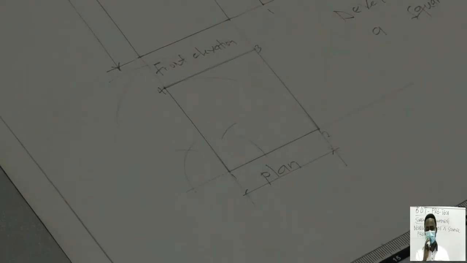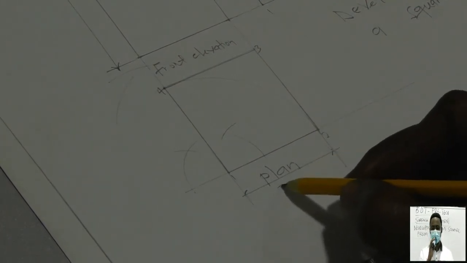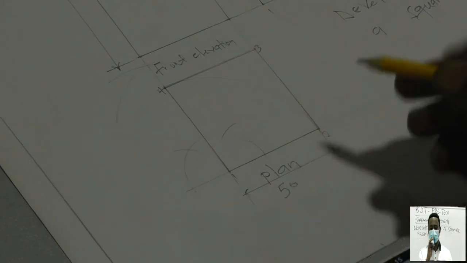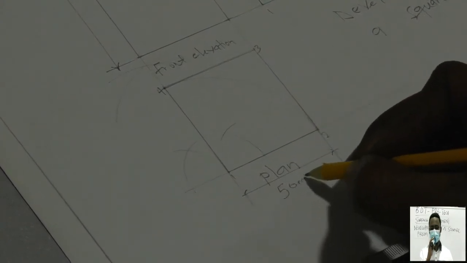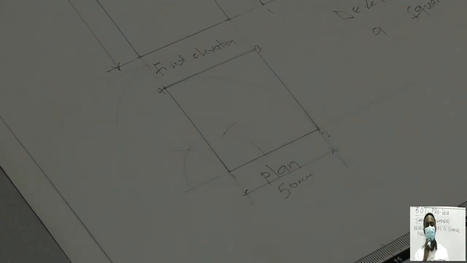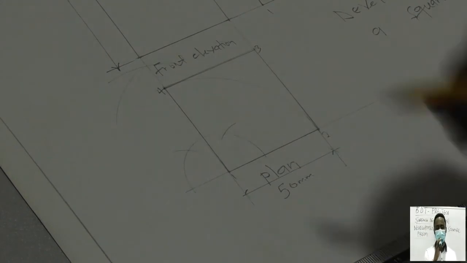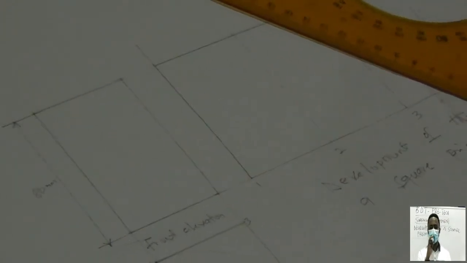Okay. So 50 millimeters. And then the height is also 80 millimeters.